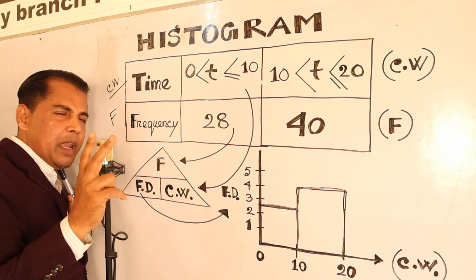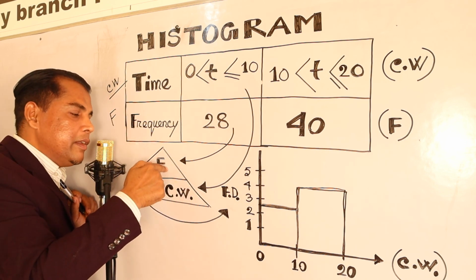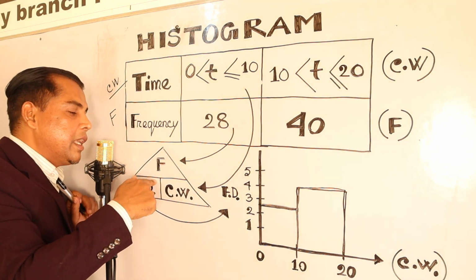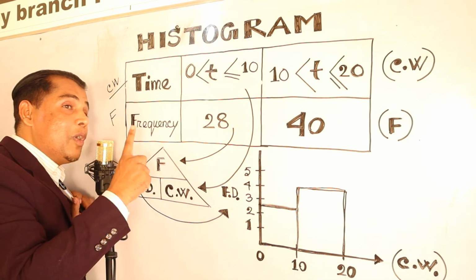So you understand, reaching the exam hall, try to make this map. Frequency is equal to frequency density times class width. Then you decide which one is given, which one is missing.